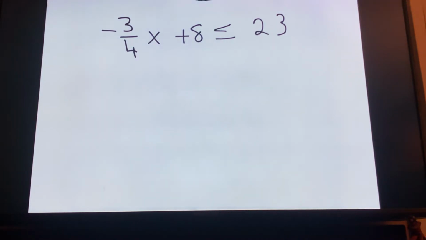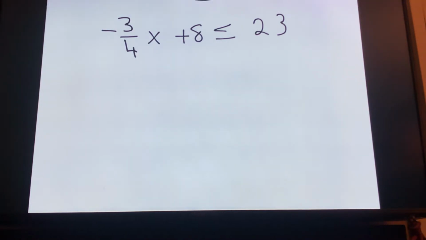So it says we got negative 3/4 x plus 8 is less than or equal to 23. Okay, so what's the first order of operation we want to do? Bring the 8 to the other side, Mr. Hall. Well, thanks, Timmy. Yeah, we're going to bring the old 8 over. And what does that give us?